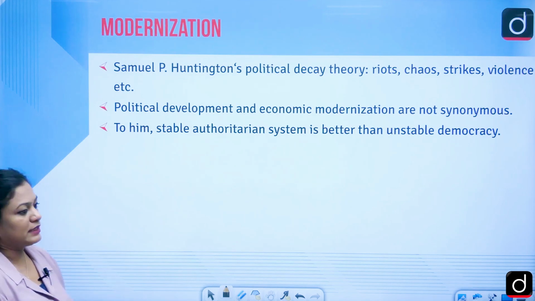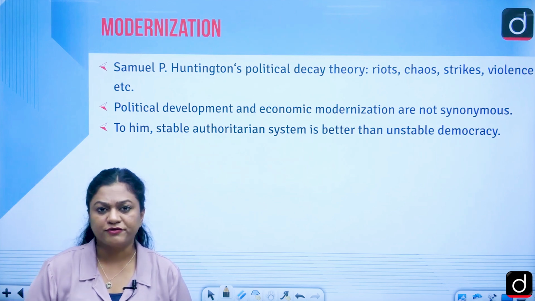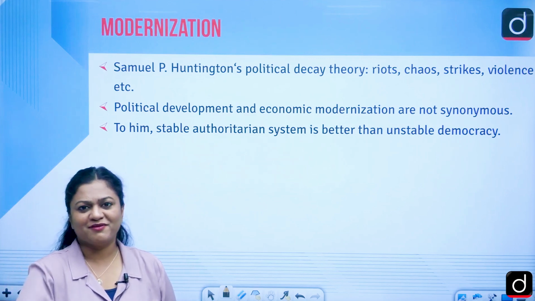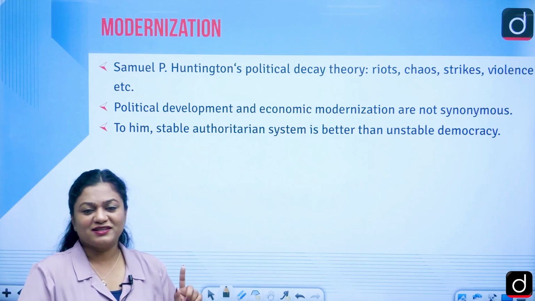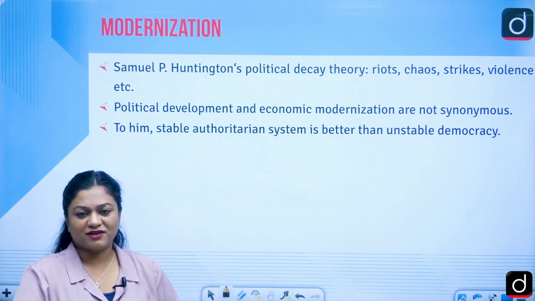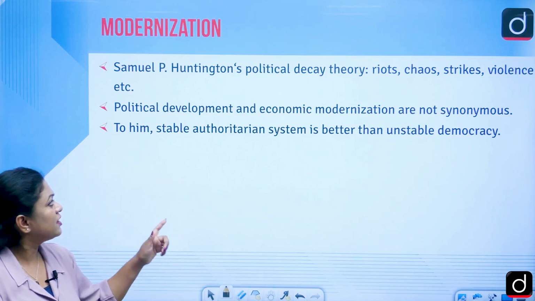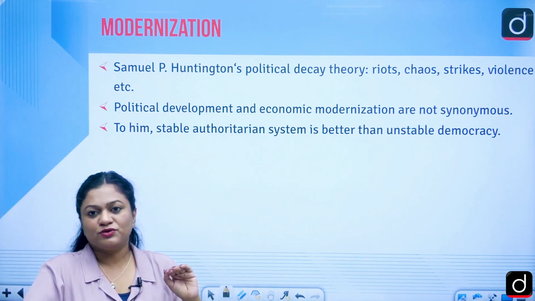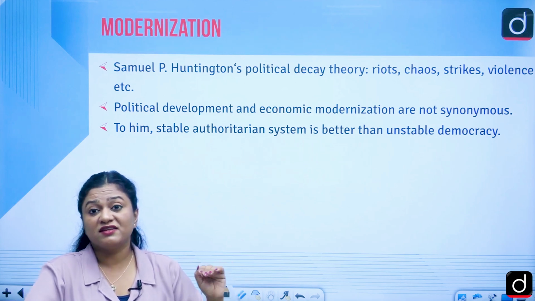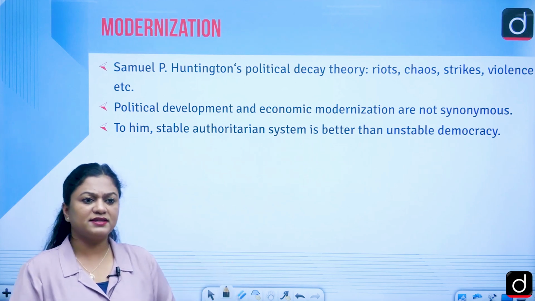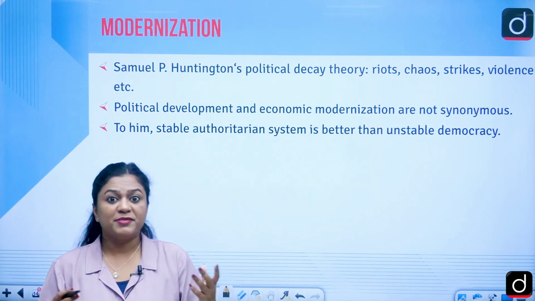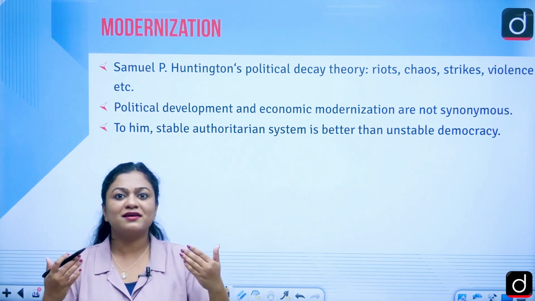Samuel P. Huntington had a very different view. He criticized the modernization theory. For him, political development is not synonymous with economic modernization. For him, there is a need for strengthening the institutions. Sometimes, let's say that you are spearheading more social and economic modernization, and the people's demands are increasing.